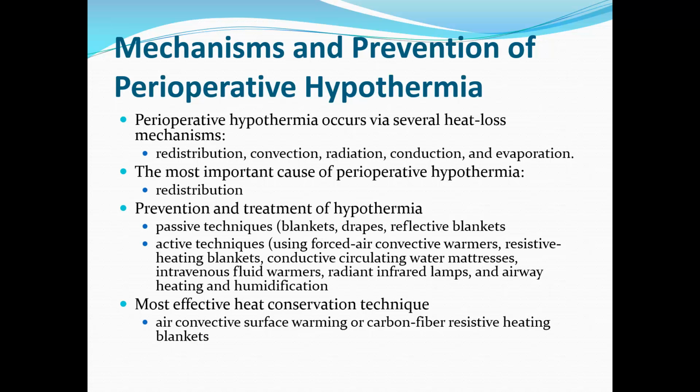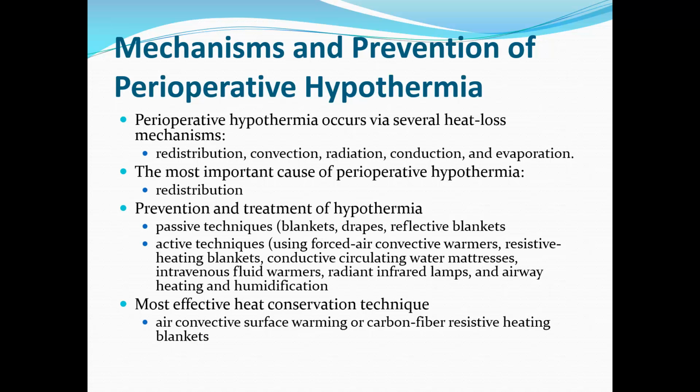So how do you prevent it? Perioperative hypothermia occurs via several heat loss mechanisms, like redistribution, convection, radiation, conduction, and evaporation. Even though all of these mechanisms are important to some extent, the initial significant drop in core temperature is from the redistribution of heat from the core to peripheral tissue. And rapid core to peripheral heat transfer produces hypothermia in pretty much everyone, regardless of the type of anesthesia delivered.